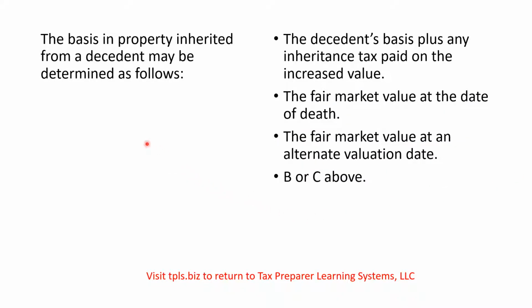And then finally, the basis in property inherited from a decedent may be determined as follows. The decedent's basis plus any inheritance tax paid. No, it wouldn't be that. Fair market value at the date of death, fair market value at an alternate valuation date. Yes, it could be either one of those. So we'll say B and C are both correct. So B or C above is our correct answer.